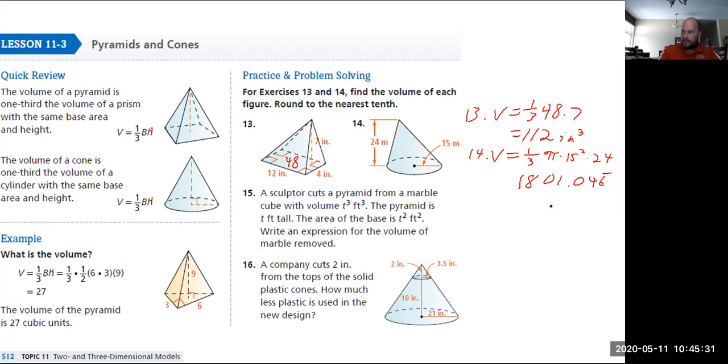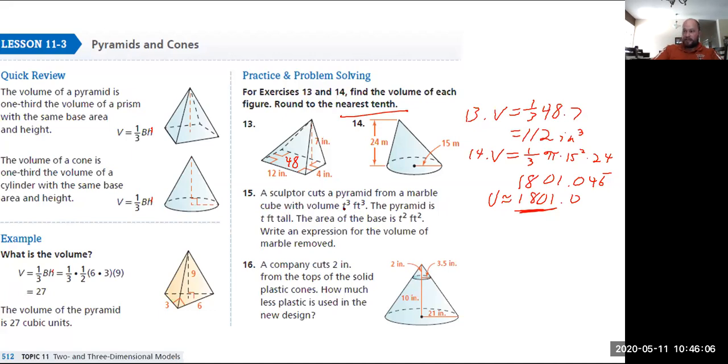1801.046. That's continuous. Again, we're rounding to the nearest tenth, so that's 1 decimal place. So this would be 1801 point, well, it's actually 0.0, so we could just round it to 1801. That would be our volume. All right. The first one, number 13, didn't have to round it. Again, just because it tells us to round, if it comes out to a whole number, you don't have to round it.